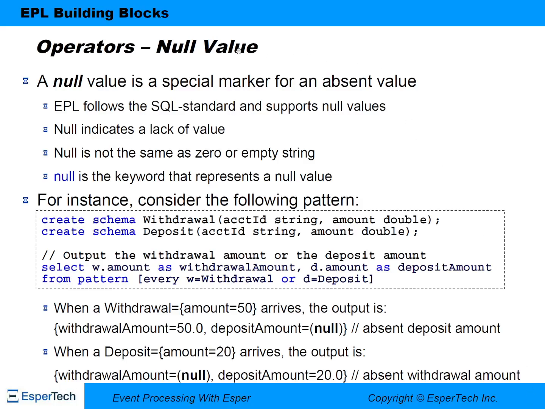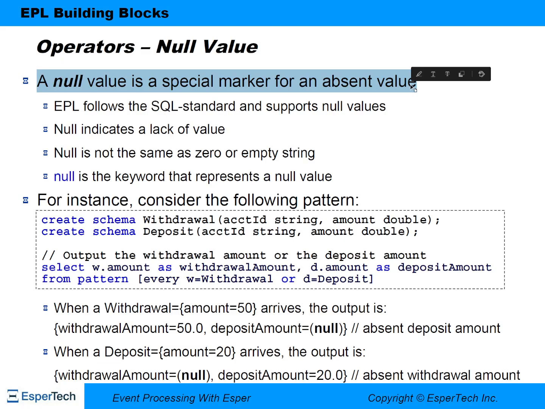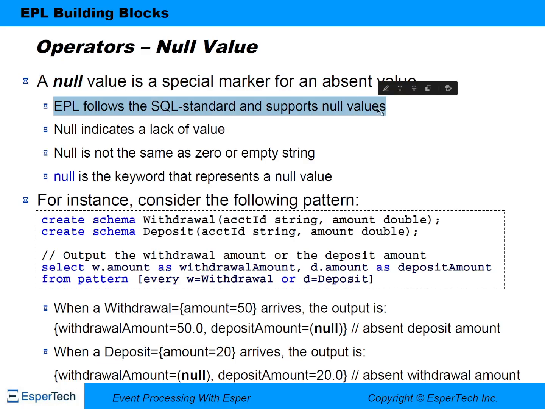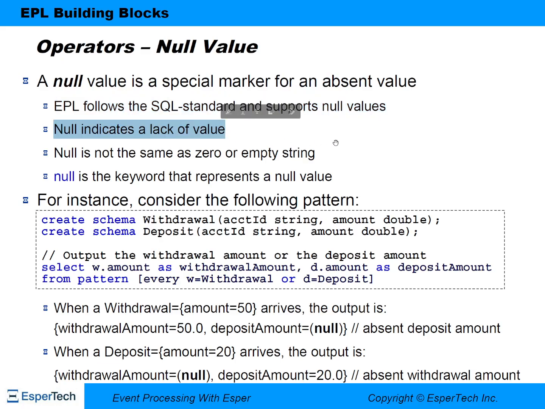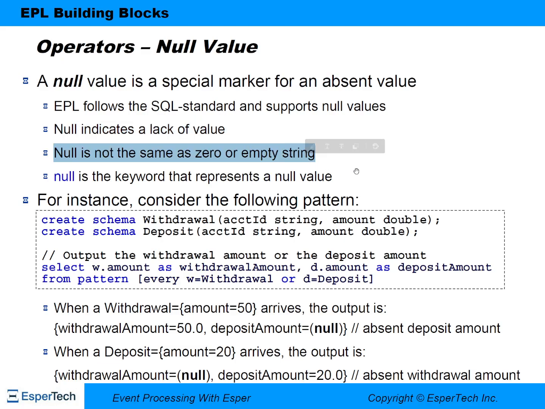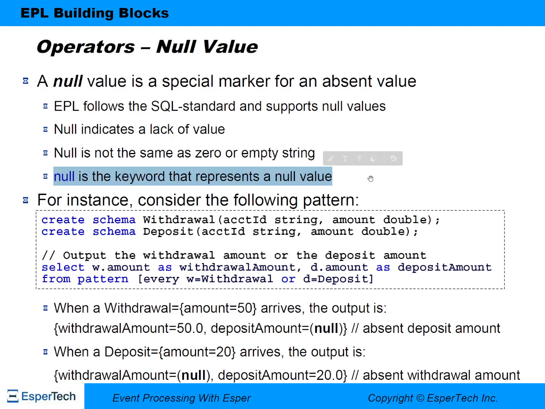In this part of the training we overview the EPL operators. First, we explain null values. A null value is a special marker for an absent value. EPL follows the SQL standard and supports null values. Null indicates a lack of value. Null is not the same as zero or empty string. Null is the keyword that represents a null value.